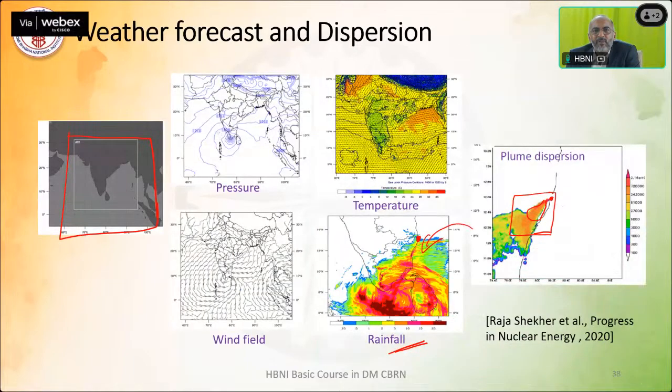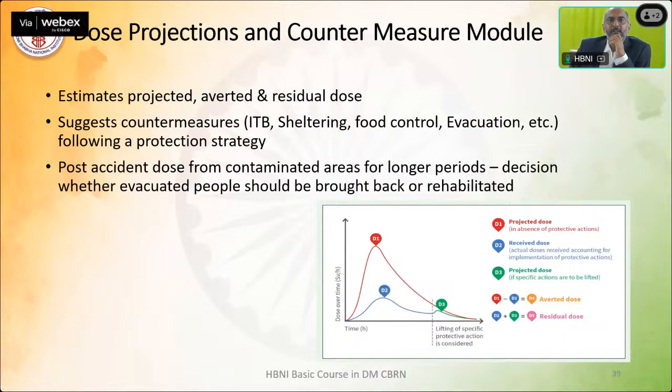Before that, just say, this is the dispersion and this is the concentration of the radionuclides, and you can also refer to one of the reference papers which I have quoted here, Raja Shekhar et al., from our own Indira Gandhi Centre for Atomic Research. They have done a very good amount of studies on this. They have developed nice systems for these applications.